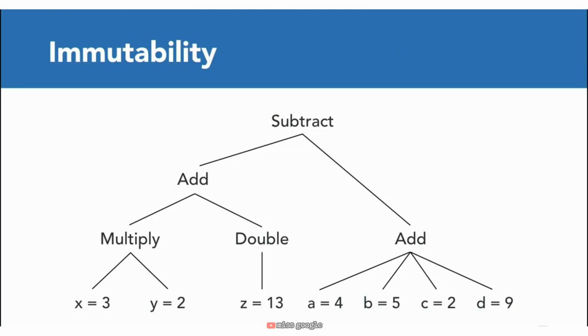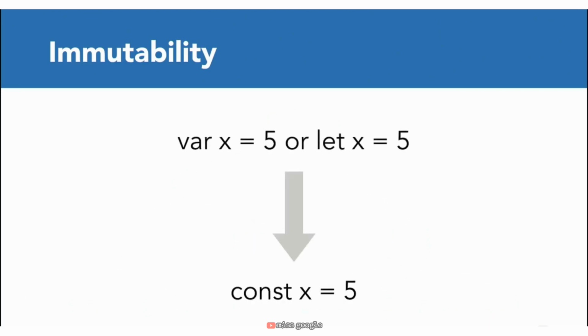If the concept of immutability doesn't quite make sense to you yet, or if the advantages don't seem apparent, don't worry. Later on in the course, we'll take a look at many examples that incorporate immutability. For now, just remember that in functional programming, all data is immutable, so use const instead of let or var.